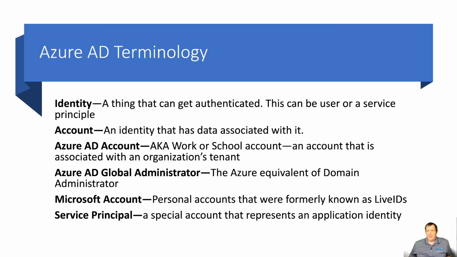So I just wanted to cover the terms that are associated with Azure AD. Some of these are generic kind of terms, but identity is a thing that can get authenticated. This can be users or a service principal. We also have groups in Azure Active Directory. They can come from either Windows AD, or you can define them just in Azure Active Directory. And you can assign privileges to those groups just like you would anywhere else. So role-based access control, somewhat standard thing.